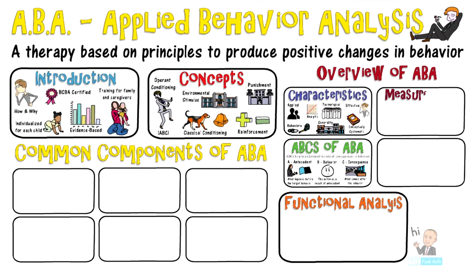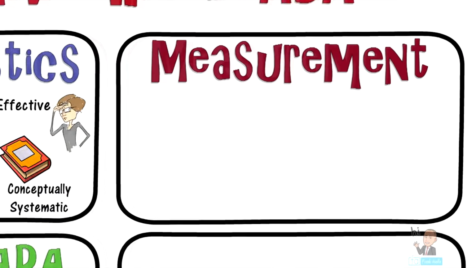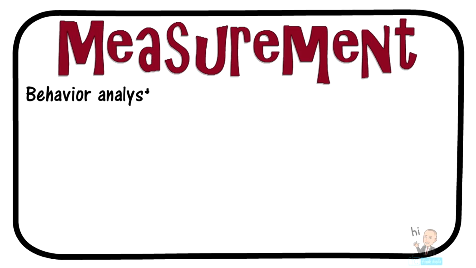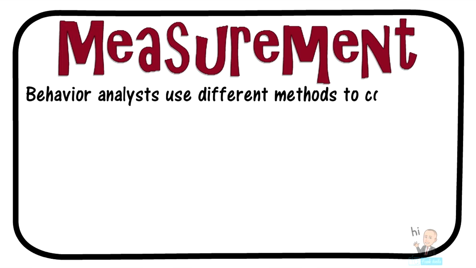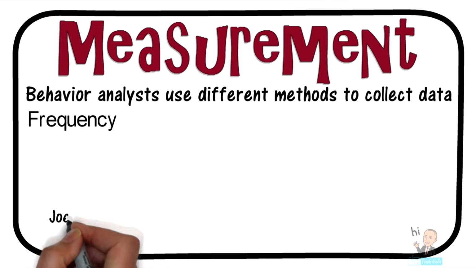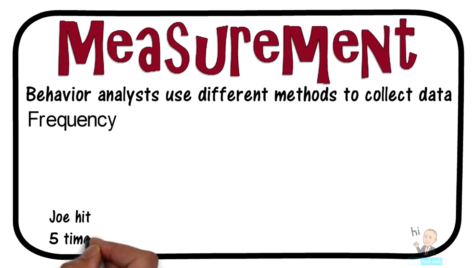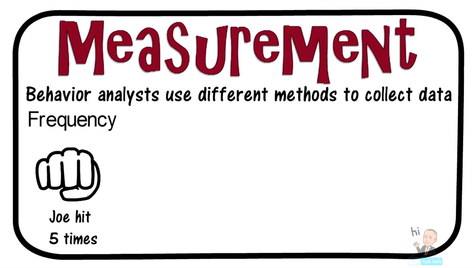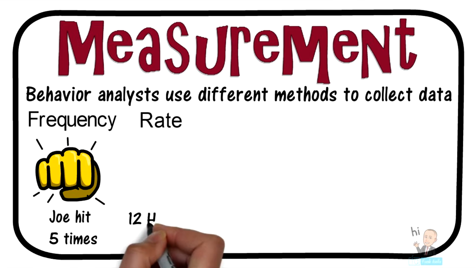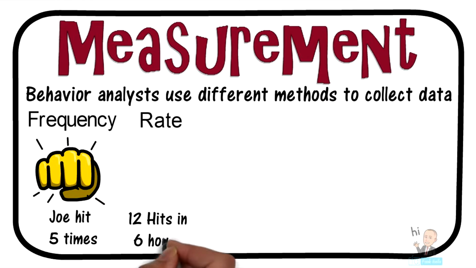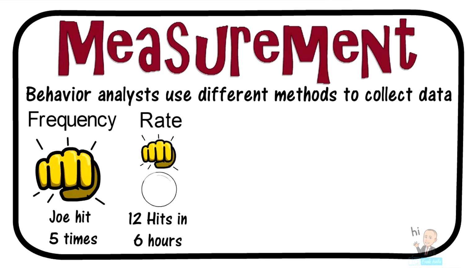The next section is measurement of behavior. Behavior analysts use different methods to collect data. They may collect data by frequency. For example, Joe hit someone 5 times, whether it be a punch or a kick. Next is the rate. For example, 12 hits in 6 hours. You still count the hits, but you add in a time component.